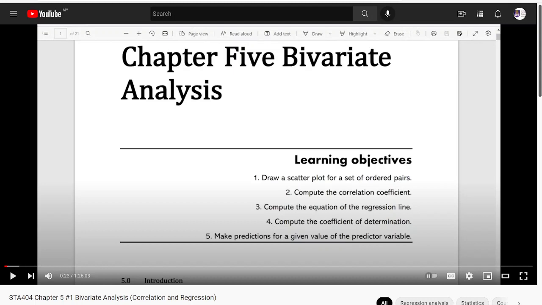learning objectives. We have gone through the scatter plot, how to draw the scatter plot, compute the correlation coefficient, compute the equation for the regression line, compute the coefficient of determination, and make predictions for a given value of a predictor variable.